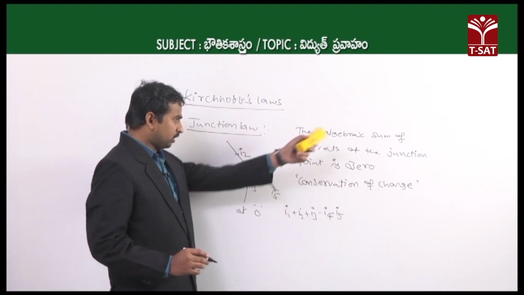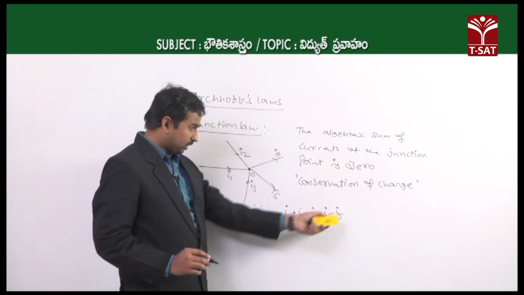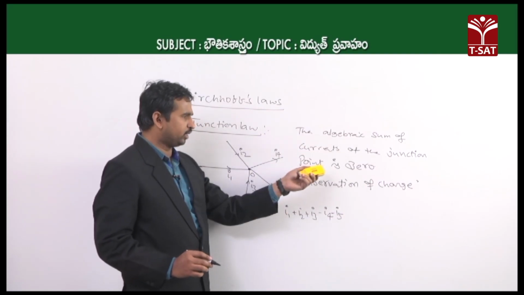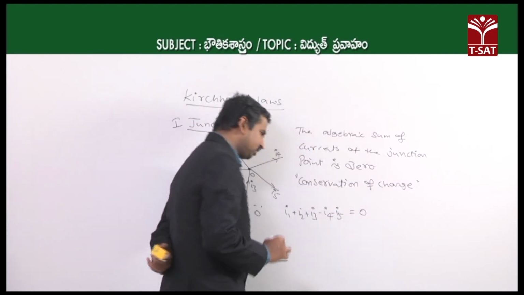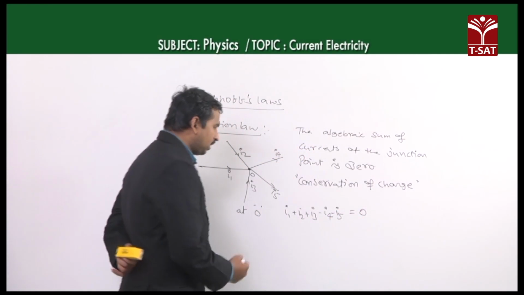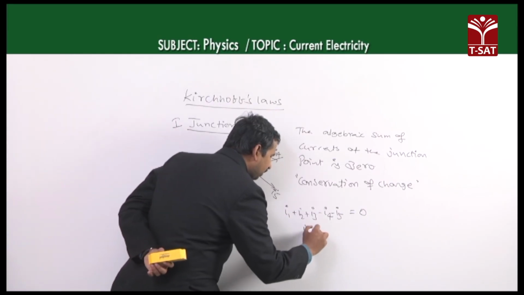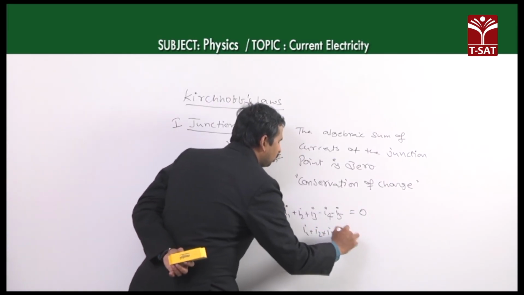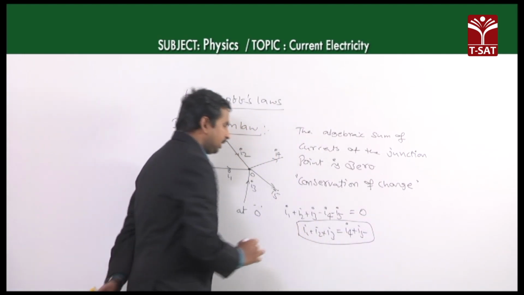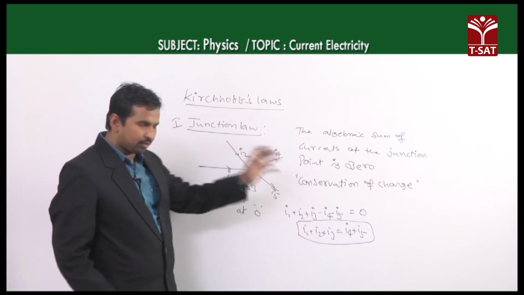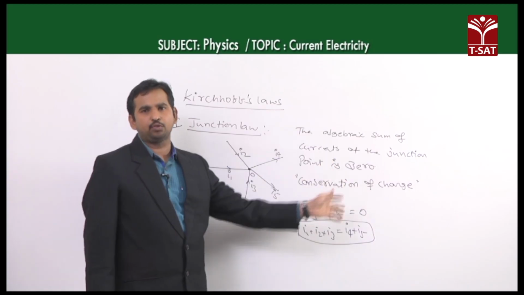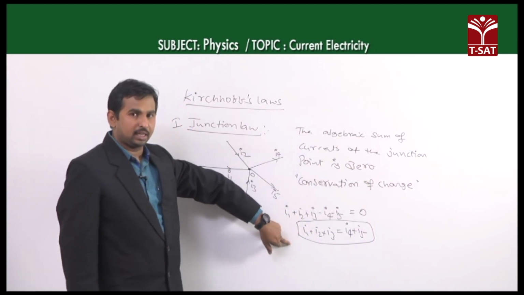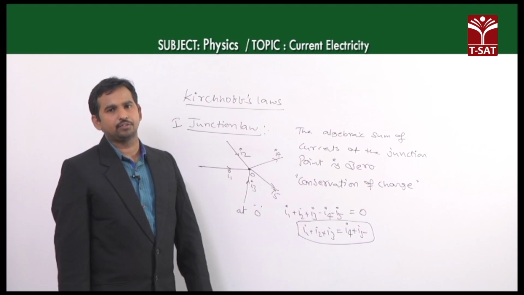According to this law, the algebraic sum of the currents at the junction point is equal to 0. From this you can see I1 plus I2 plus I3 is equal to I4 plus I5. Whatever the current incoming, I1 plus I2 plus I3, is equal to the outgoing current, which is I4 plus I5, where the current I is nothing but the rate of flow of charge.